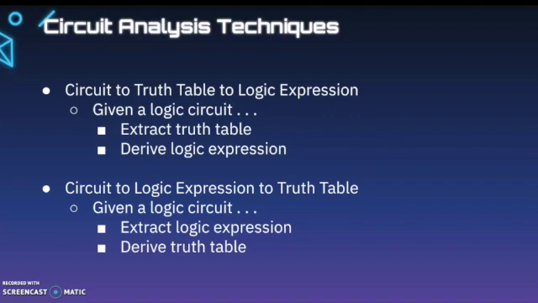Specifically, we really have two different circuit analysis techniques. The first is that we have a circuit, and we then get the truth table and the logic expression from that circuit. And then the other method is that we extract the logic expression and then get the truth table. So it's either we get the truth table first or the logic expression first and then derive whatever we don't have.